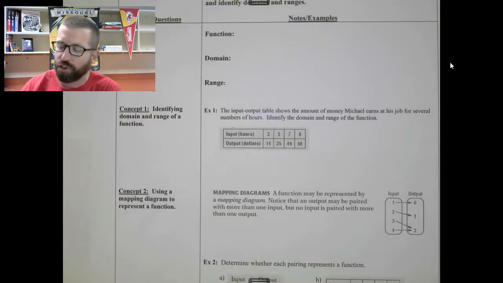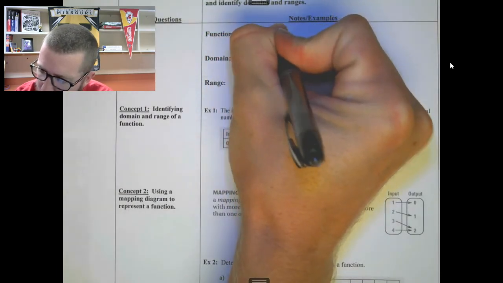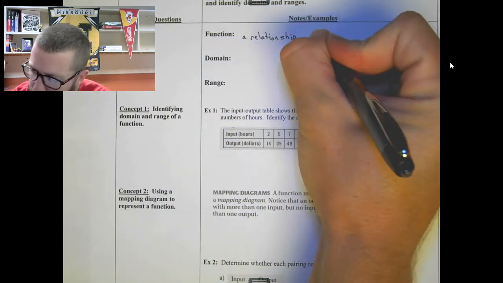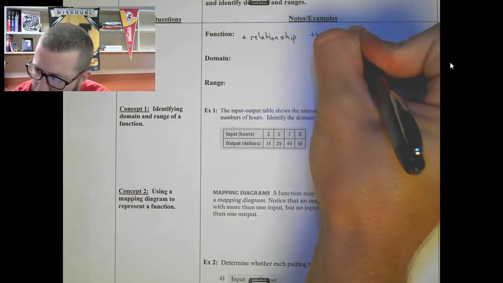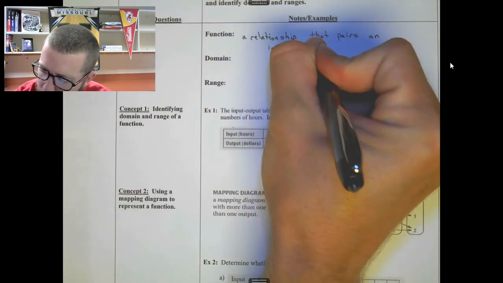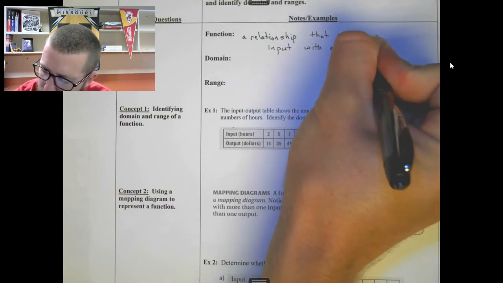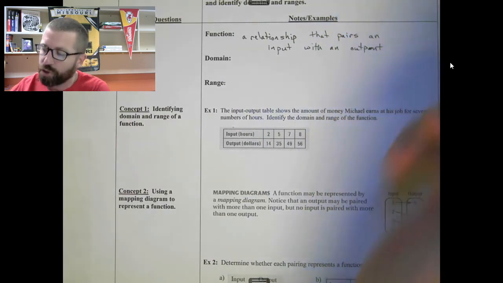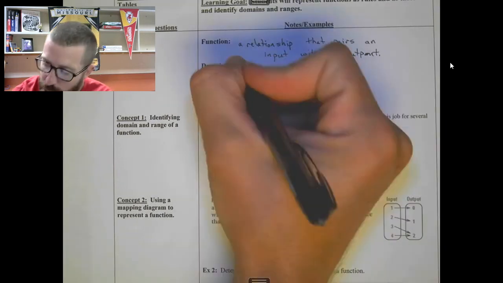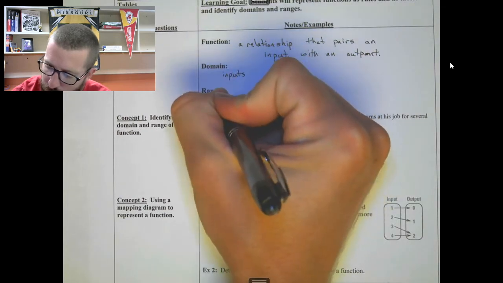A function is just a relationship that pairs an input with an output. Oops, there's no O in output. So it's a relationship that pairs an input with an output. We're going to call these inputs the domain, and we're going to call the outputs the range.